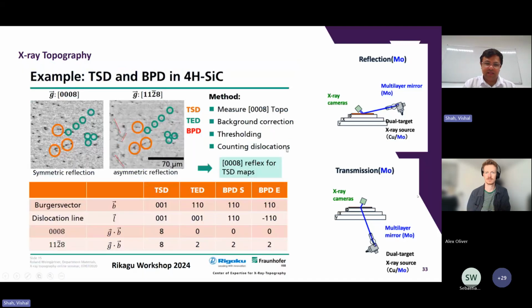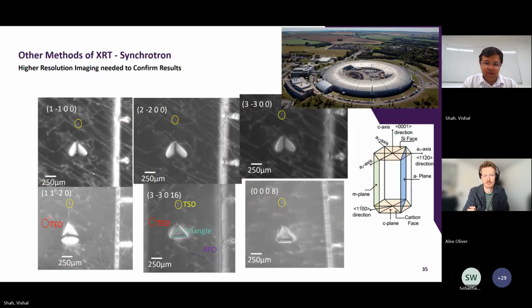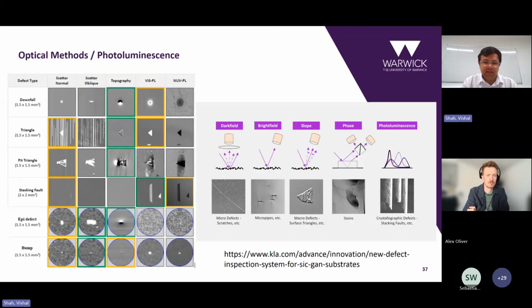And what's happened is that there have been 2 exposures, 2 different crystal planes that you can look at. The 0008 and the 11-28, where the 11-28 tells you about the basal plane dislocations and the other 2, the TSDs and TEDs, and the 0008 only tells you about the TSDs. And it's required so that you can deconvolute what's going on. So I'm going to skip past these slides.